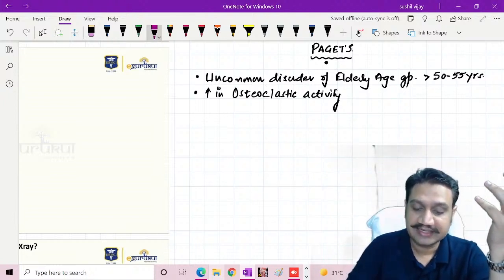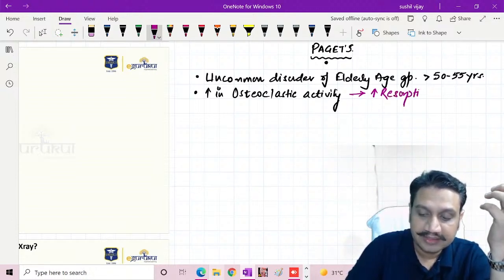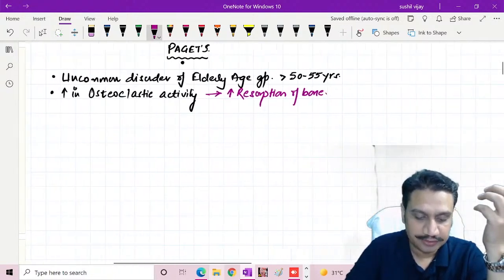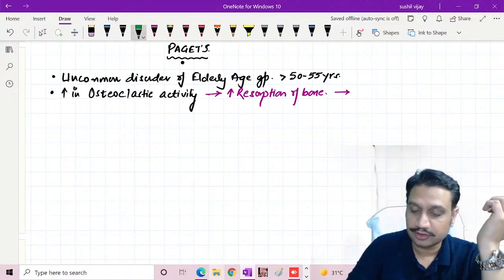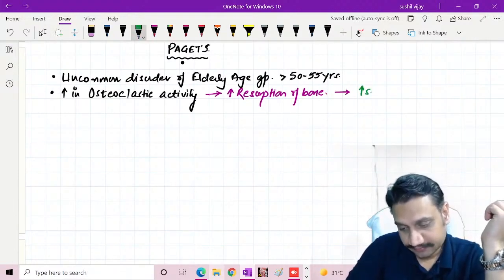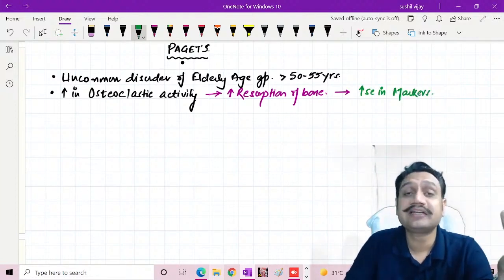So whenever there is an increase in osteoclastic activity, what is going to happen? There will be increased resorption of the bone. Am I right on that? There is increased resorption of bone. So when there is increase in resorption of the bone, there will be increase in markers. Which markers? The clastic activity markers.